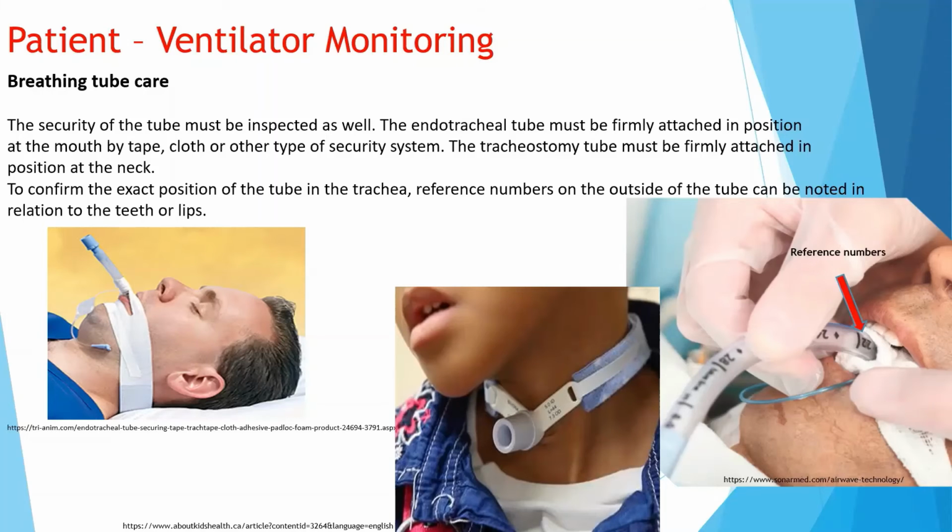And to confirm the exact position of the tube in the trachea, particularly for an endotracheal tube, reference numbers on the outside of the tube can be noted in relation to the teeth or lips. And here we can see a reference number on the right-hand side of 22 at the teeth. If that tube moves up and down in the trachea, and it might be displaced, a reference point is to make sure that the reference numbers are still 22 at the teeth. So that is a good example and needs to be checked very, very routinely.